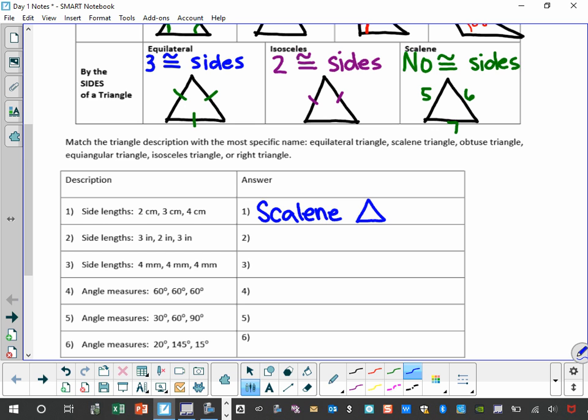All right, number 2, our side lengths are 3 inches, 2 inches, and 3 inches. Isosceles, right? Isosceles because I have 2 sides that are the same. So this would be an isosceles triangle. Chris, what about number 3? 4 millimeters, 4 millimeters, and 4 millimeters. Equilateral. Equilateral triangle, good.